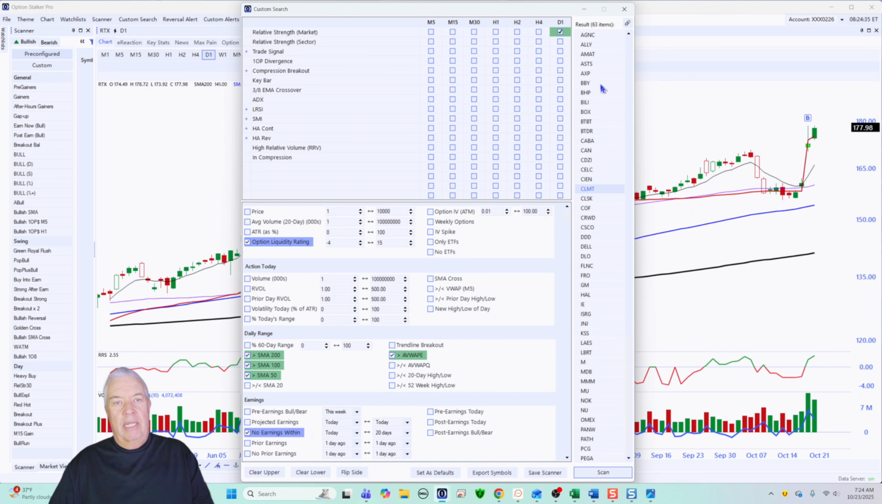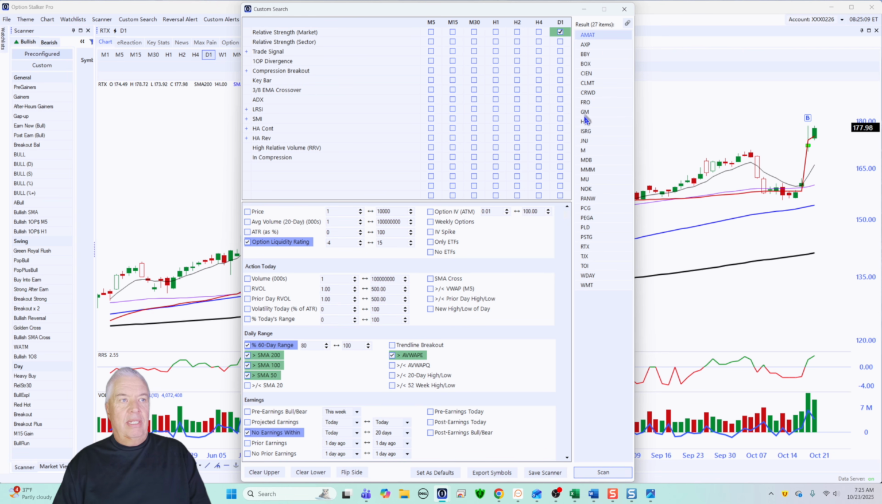And I need to narrow it down at least a little bit here. So I'm going to add another variable. I'm going to look at percentage of 60-day range. So I'm going to add 80 here. It's in the upper 20 percentile of its 60-day range. That tells me that it's relatively near its 60-day high. And let's see how this list gets reduced. Okay, now I've got a decent list to work with.